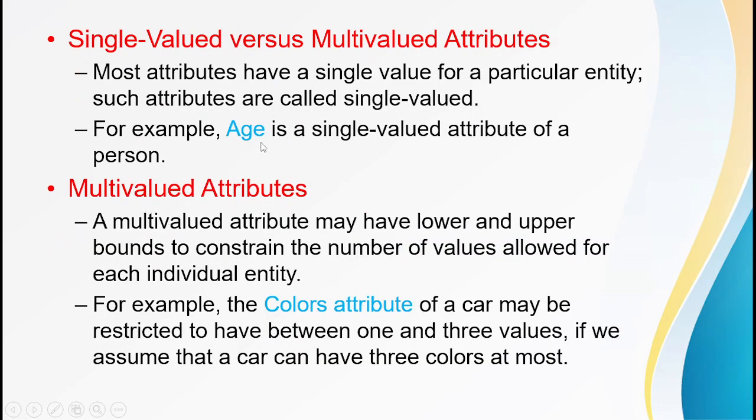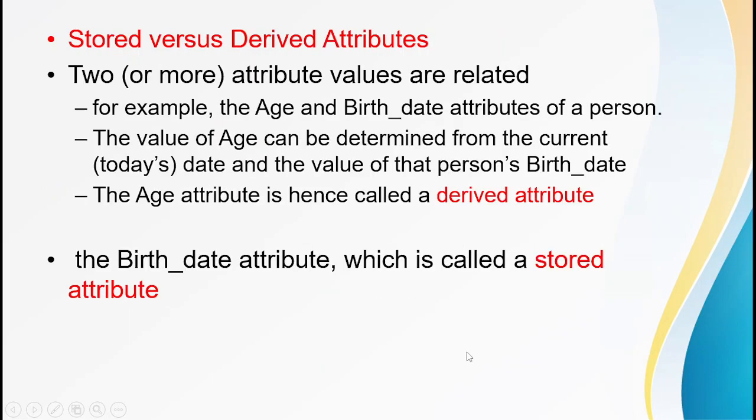Single valued versus multi-valued attributes. Most attributes have a single value for a particular entity. Such attributes are called single valued. For example, age. Multi-valued attributes may have lower and upper bounds to constrain the number of values allowed for each individual entity. For example, the colors attribute of a car may be restricted to have between 1 and 3 values, if you assume that a car can have 3 colors at most.